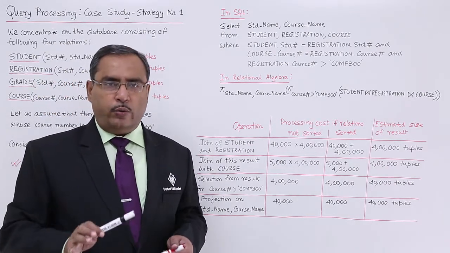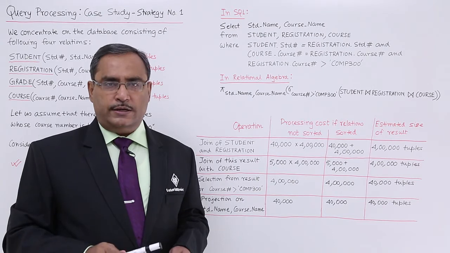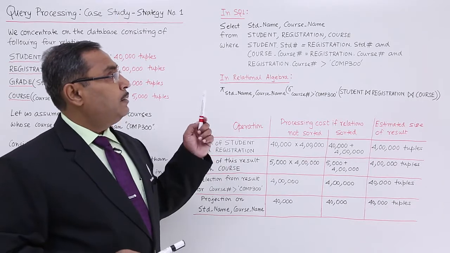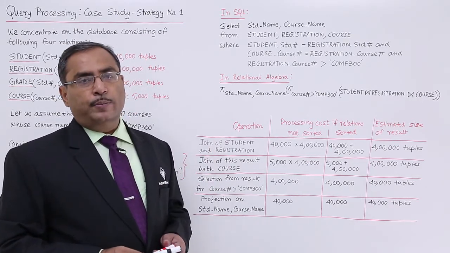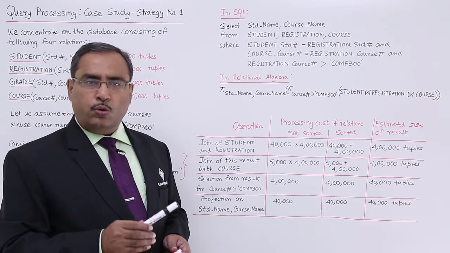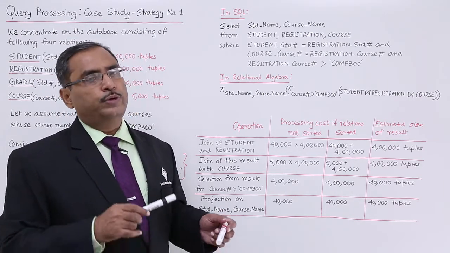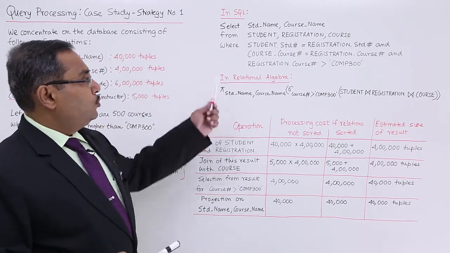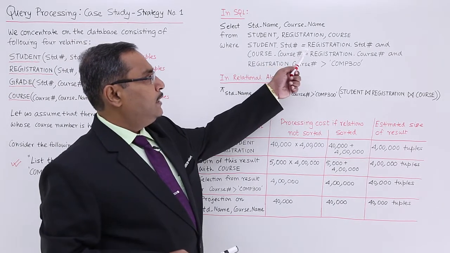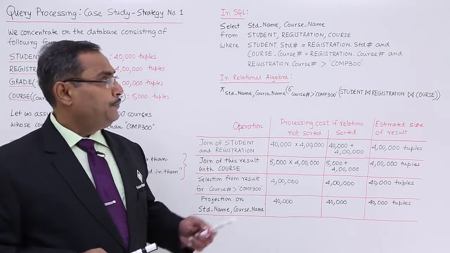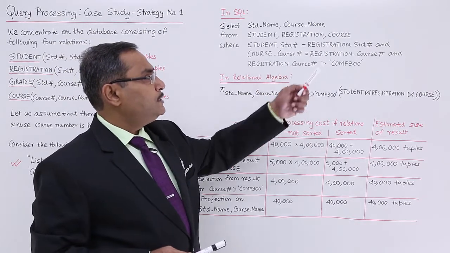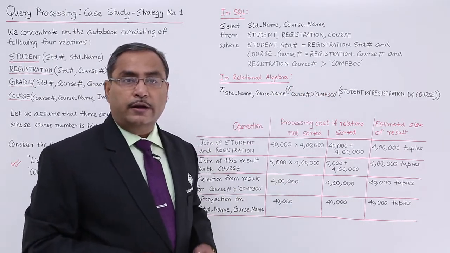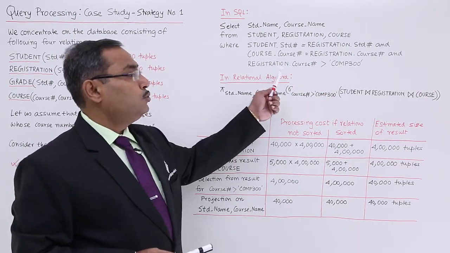This is a very common query which we are habituated to write in our daily practice. So that is the select student name, course name from student, registration, course, because the student name will be coming from student, the course name will be coming from course, and which student has got registered to which course, that information is only in our table registration. So where student.std number is equal to registration.std number and course.course number is equal to registration.course number and registration.course number is greater than COM 300. So that is the query which we are going to write.